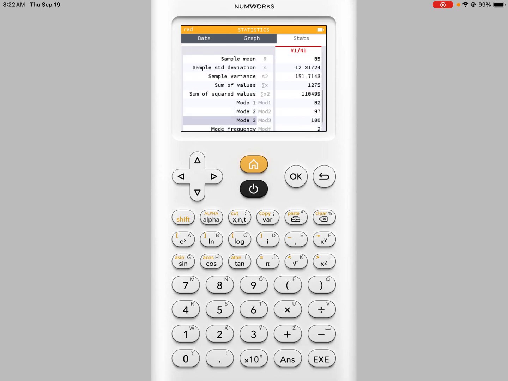We have modes, all right, and then mode frequency. So we have 3 modes in this case. That means 82, 97, 100 all occurred twice. Okay, so for this data set, all right, let's look at a couple of things.